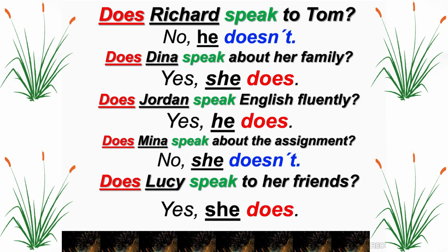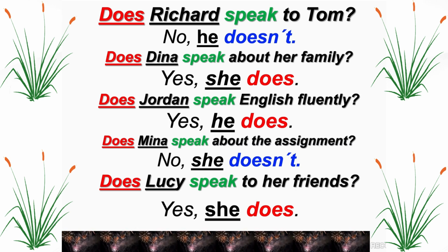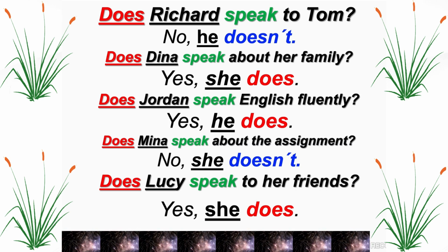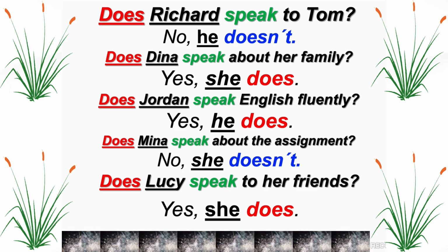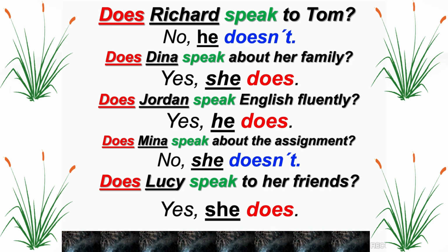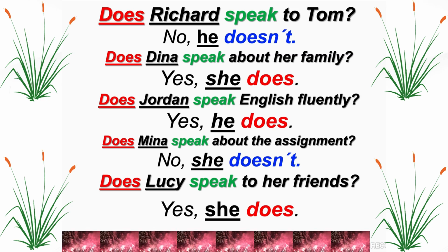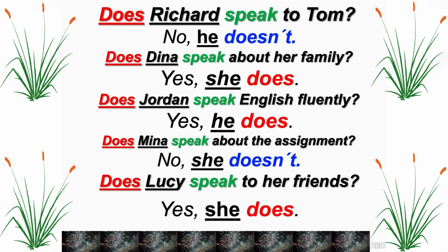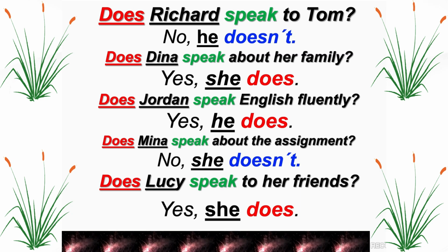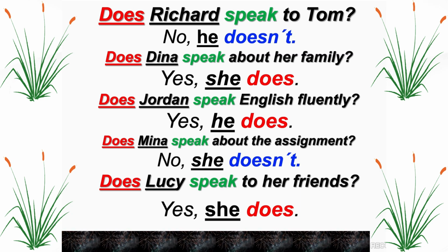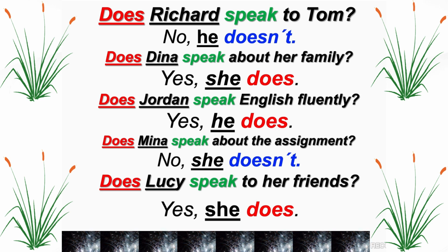Does Richard speak to Tom? So Richard means he. Does he? No, he doesn't. Does Dina speak about her family? Dina, it means she. Yes, she does. Does Jordan speak English fluently? Jordan means he. Yes, he does. Does Mina speak about the assignment? Assignment is the work that the teacher asks the student to do. So does Mina speak about the assignment? No, she doesn't. Mina, it means she.